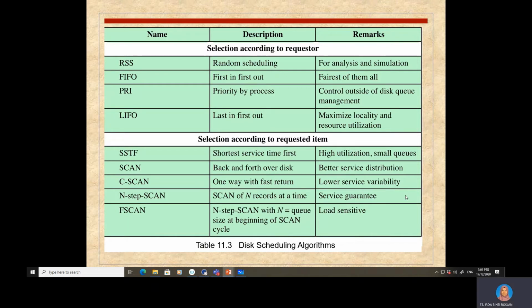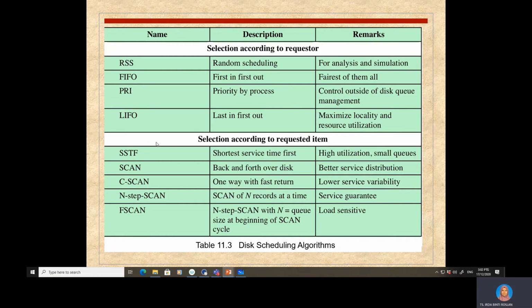So now we know how a hard disk drive works. Basically, there are many disk scheduling algorithms. Disk scheduling algorithms. You can see here the names of the scheduling algorithms, the descriptions, and the remarks.